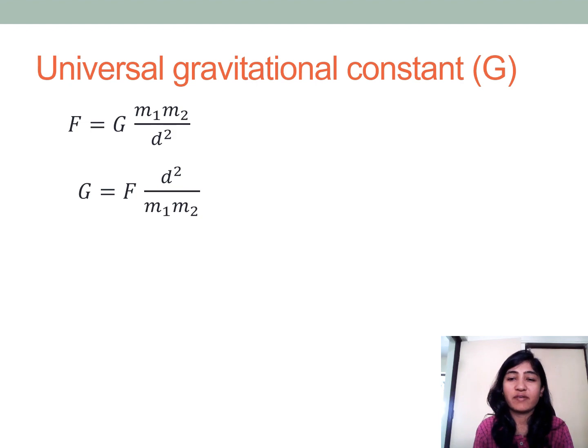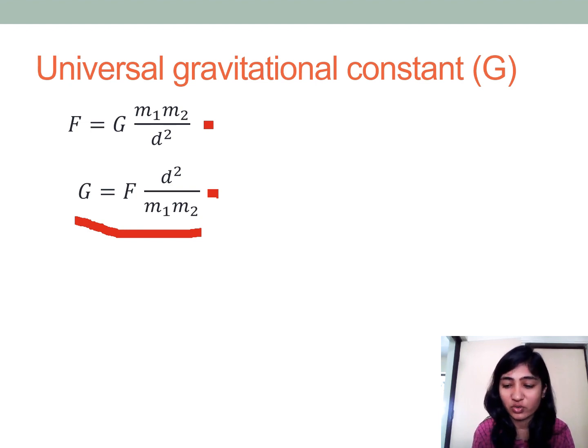So the universal gravitation constant is denoted by capital G. We have seen this formula, right? F is equal to G m1 m2 upon d square. We can rearrange it and write it like this, right? F is equal to G m1 m2 upon d square, and so we can write G is equal to F into d square upon m1 m2. We just rearranged it.